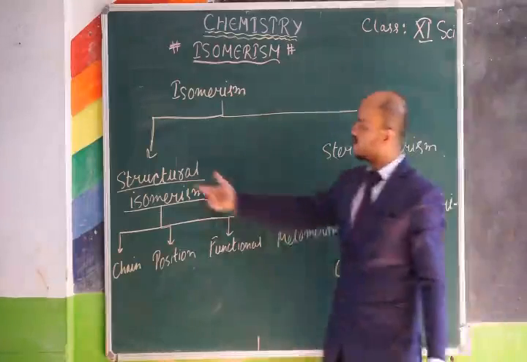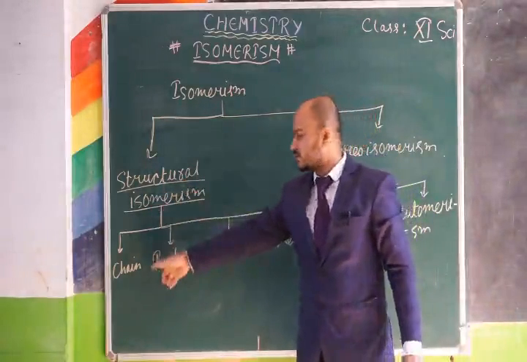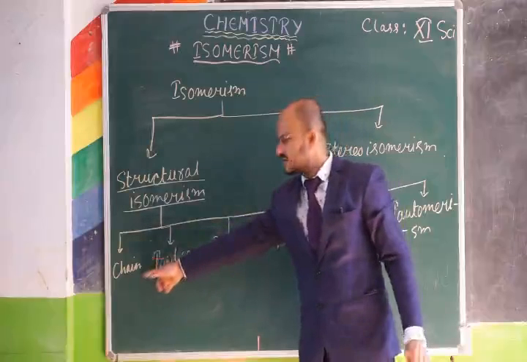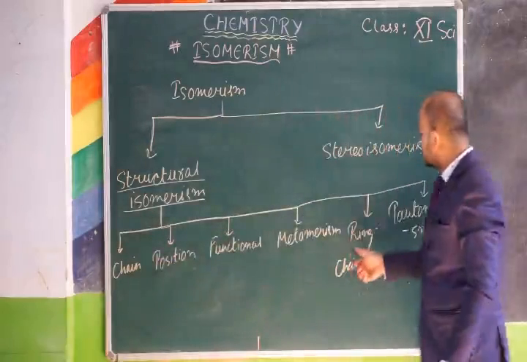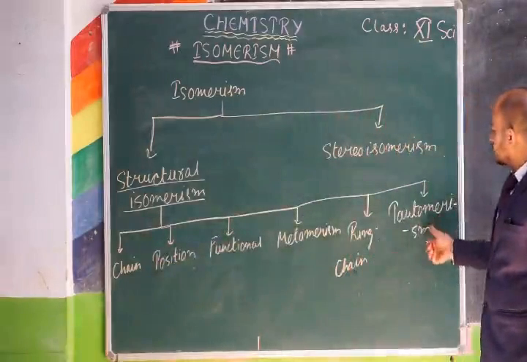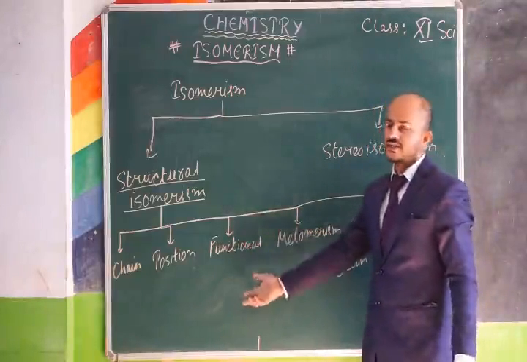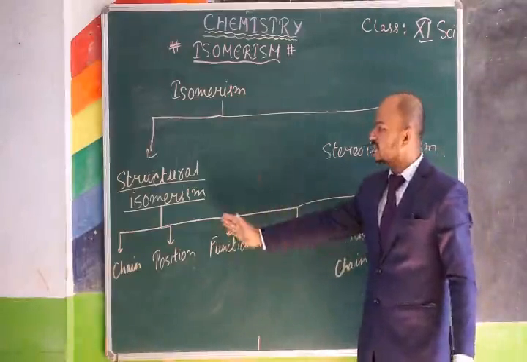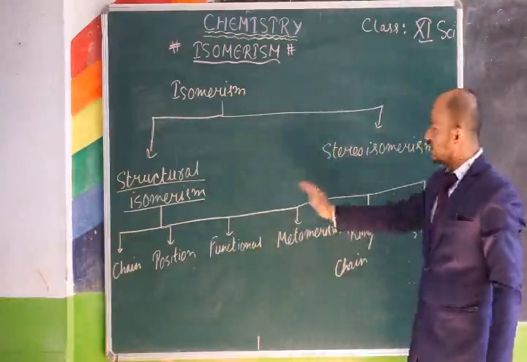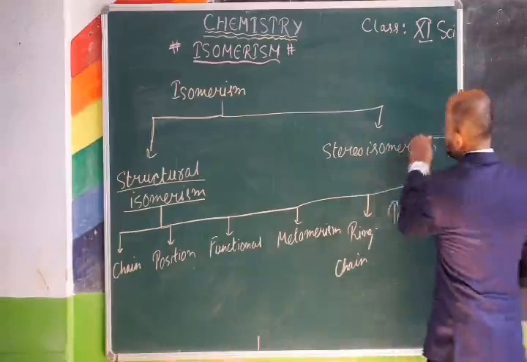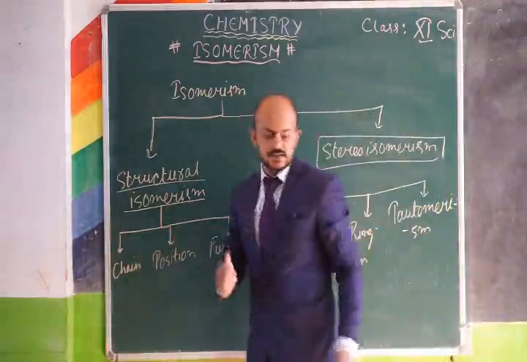So structural isomerism is classified into 6 different types: chain isomerism, which we discussed in class 10, position isomerism, functional isomerism, metamerism, ring chain isomerism, and tautomerism. Let's discuss these first. After discussing structural isomerism and its types, we will move to stereoisomerism. So we are going to discuss chain isomerism first.